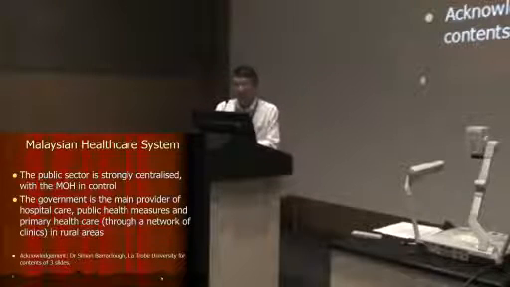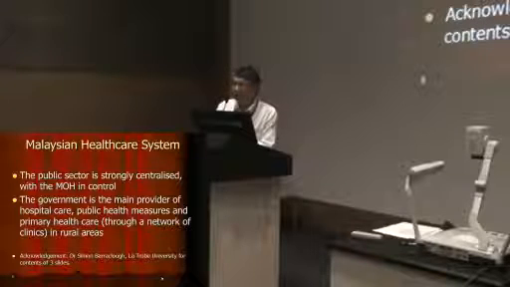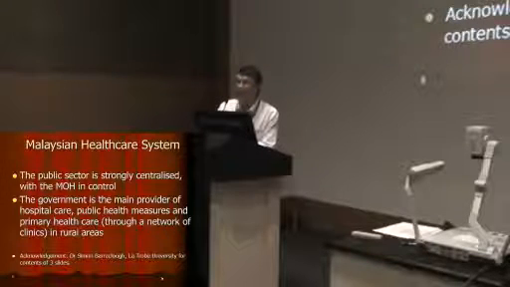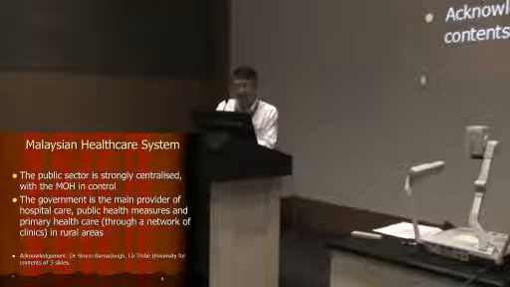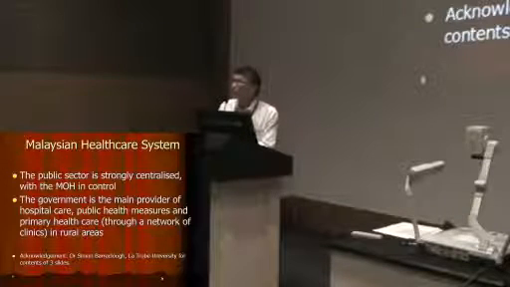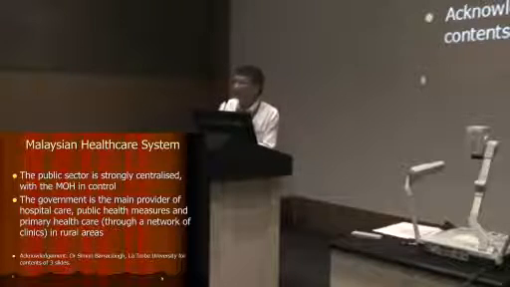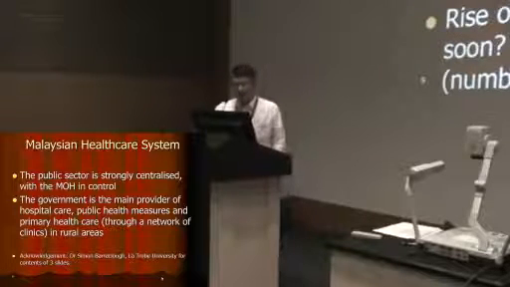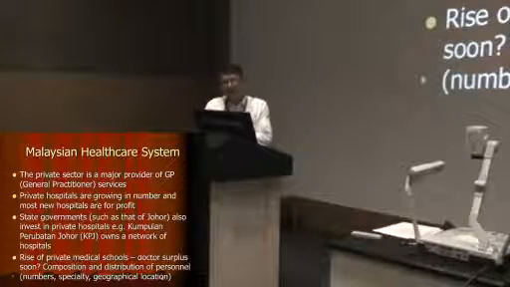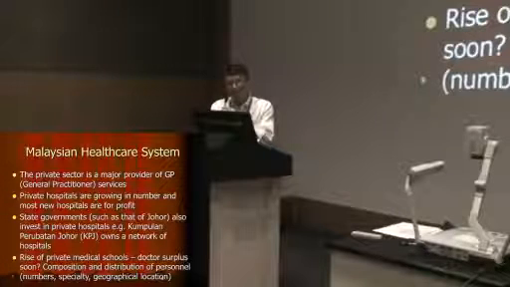Right, the government is the main provider of hospital care. So most of the people, when they seek hospital care in Malaysia, go to government hospitals, not to private hospitals. The government provides public health measures and also primary health care, GP clinics, right? Klinik Kesihatan, Klinik Desa, meaning health clinics and community clinics in the rural areas, right?